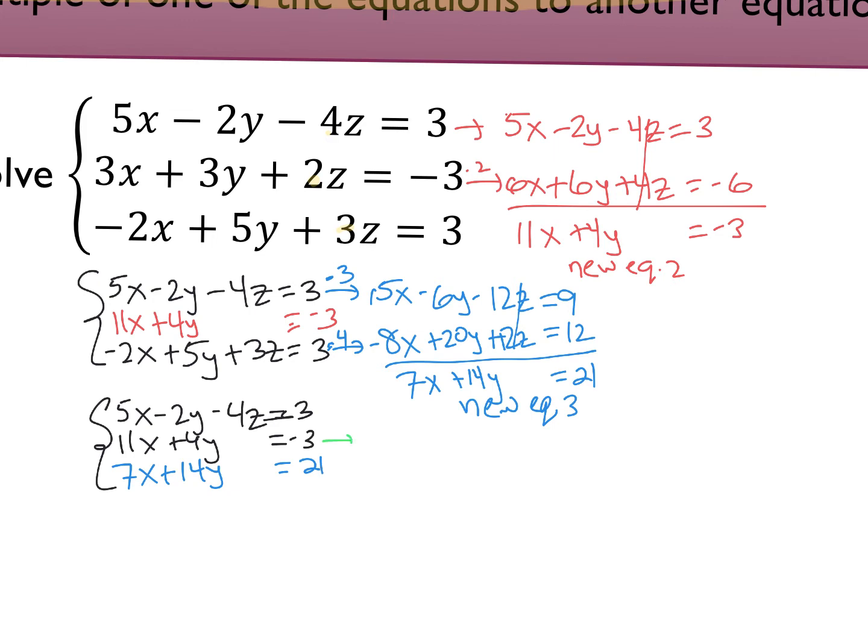I'm going to multiply equation 1 by negative 7. Remember, when I add down, I want to get 0. So one of the y's has to be the opposite sign. So negative 77x minus 28y equals 21. And equation 3, we will multiply by positive 2. So 14x plus 28y equals 42.